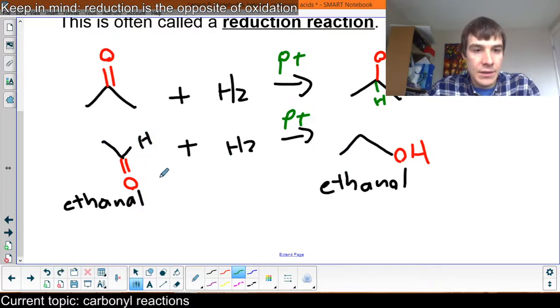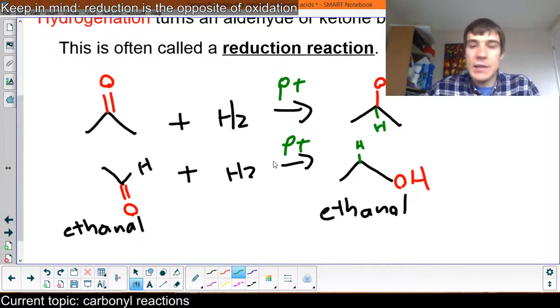Sorry, you're not installing a hydrogen there. You're installing a hydrogen here, right? You're going to install a hydrogen there, because that's that OH. And you're going to install another hydrogen on here. There we go. And that would make ethanol. That's where the two hydrogens go. So that's a reduction reaction.